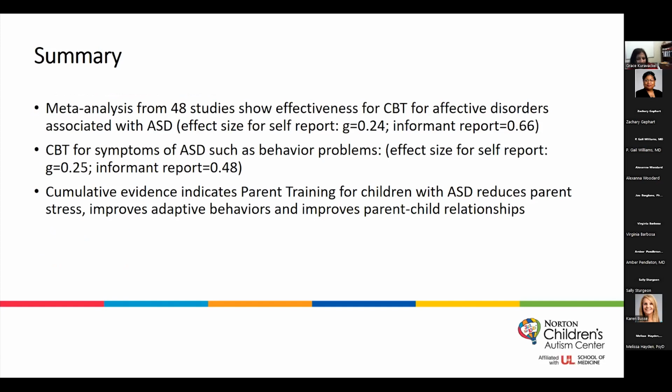And to summarize, meta-analysis shows small to medium effect sizes for a good response to CBT for anxiety in autism, and then CBT for symptoms for behavior problems, again, small to moderate effect sizes, and then parent training has clear evidence, especially when the child is young, 12 and under.